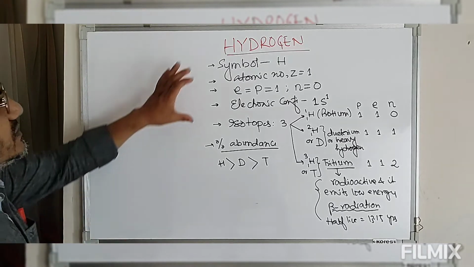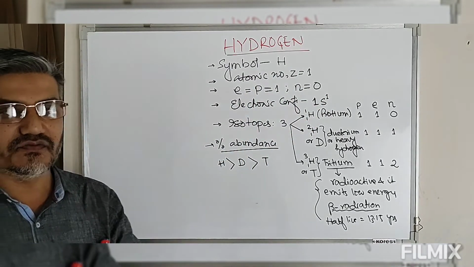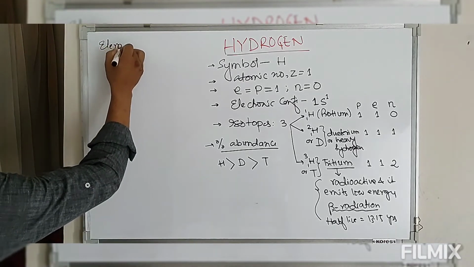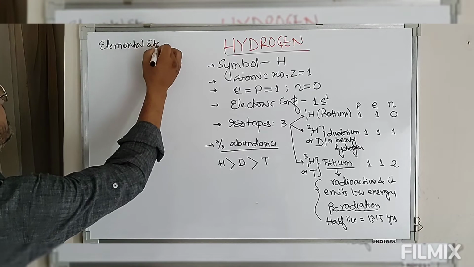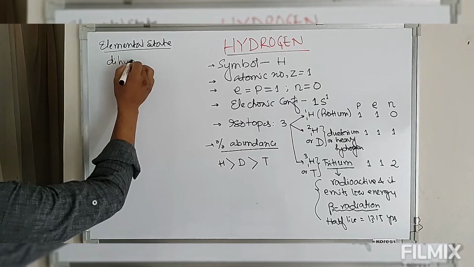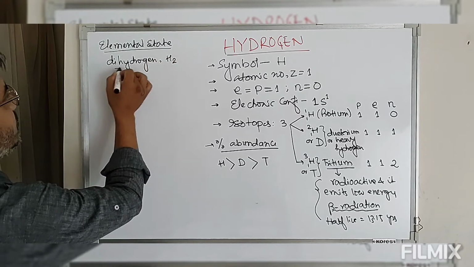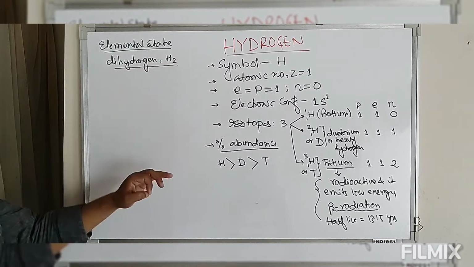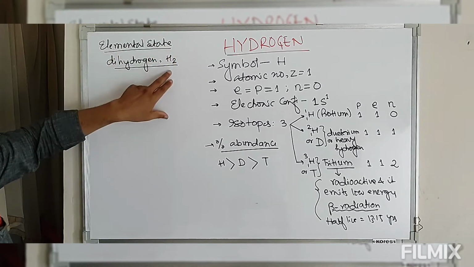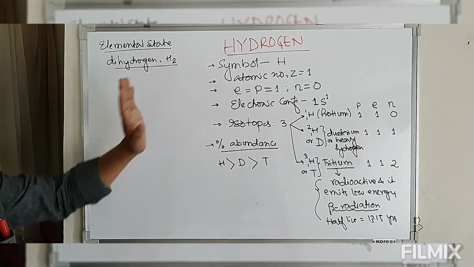Now this hydrogen, containing one electron in the valence shell, is very unstable. So in the elemental state it exists as dihydrogen, that is the H2 molecule. So in the elemental state, this hydrogen exists in the form of dihydrogen, meaning the atomicity of this molecule is 2, the molecular form in which this hydrogen atom exists, that is H2.